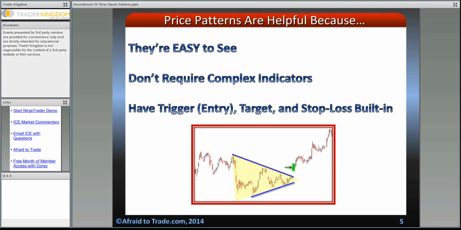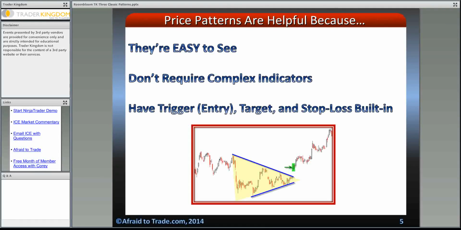They don't require complex indicators. They don't require complex strategies. Anybody can see them if you learn what the patterns are and what moves the patterns, which is just the supply-demand differential, the bull-bear balance, that moves price. Simple, easy, and they all have a built-in entry, a target to play for, a stop-loss, and, of course, the management strategies. That's all built into the patterns.